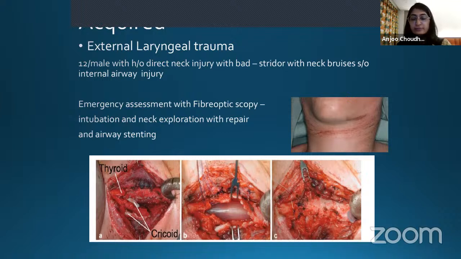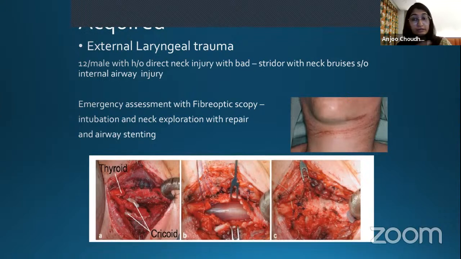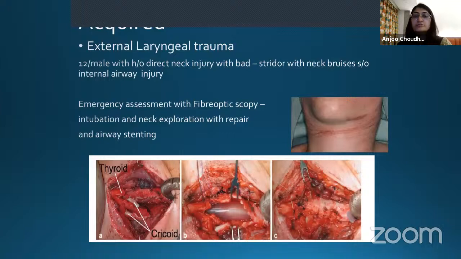So any child presenting with a history of direct trauma to the neck with change in voice without respiratory distress initially, but has bruises over the neck or some emphysema, is to be treated like an acute fracture of the femur or any long bones. It has to be treated immediately, taken to OT, intubated, and these fractures of the neck have to be repaired immediately. So the lesson to be taken from this slide is children presenting with trauma to the neck have to be referred immediately.